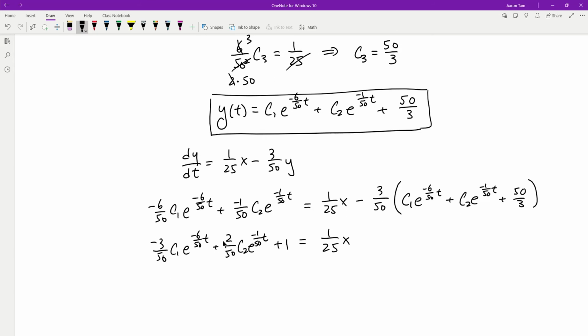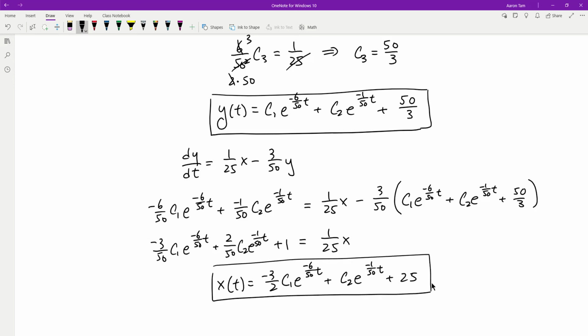So if I multiply everything by 25, then that should work. I would now find that x of t equals negative 3 over 2 c1 e to the negative 6 over 50 t, plus 2 over 50, which is actually 1 over 25, so when I multiply by 25 it cancels out. So it becomes c2 e to the negative 1 over 50 t plus 25. So that gives me the answer for x. So now I think we have our answer.